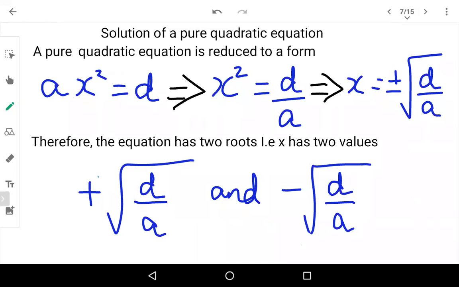Fine. So did you all understand the concept of quadratic equation firstly?